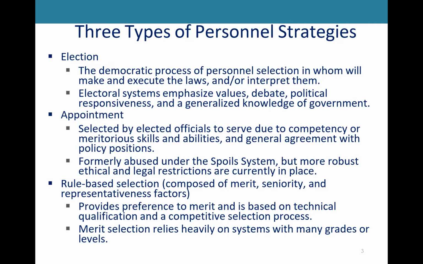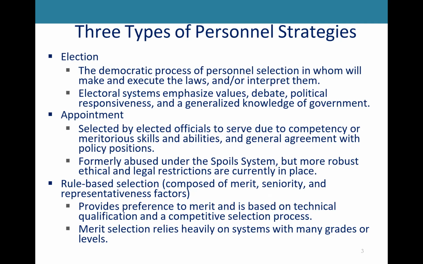There are three primary types of personnel strategies that can be used: the election, the appointment, and a rule-based selection process. The election process is your basic deliberative democracy, a representative form of government where we elect our representatives, we elect our policymakers to do their work on the political side of the politics administration type of dichotomy.